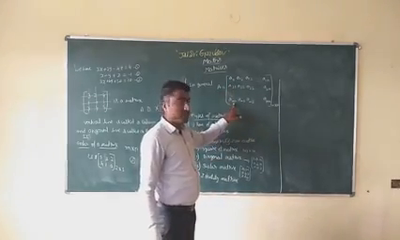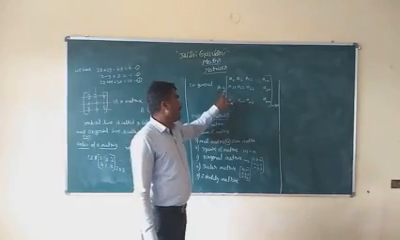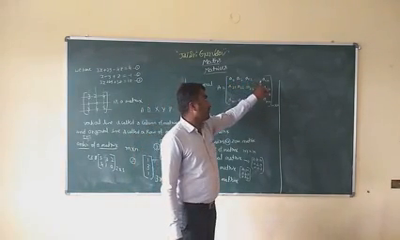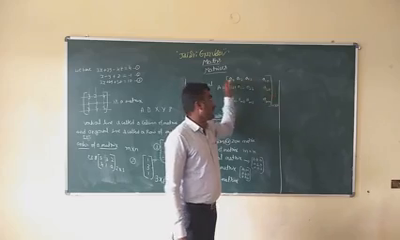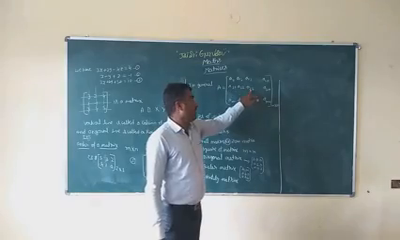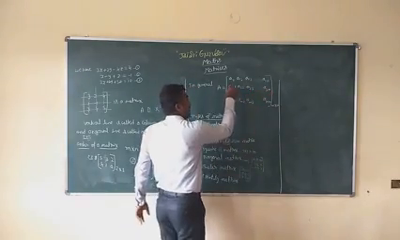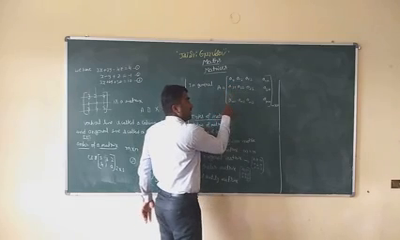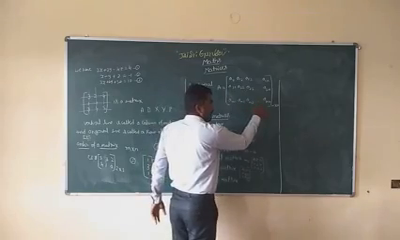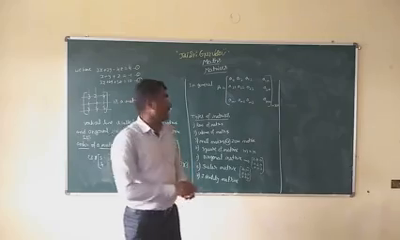In general, we can write matrix A, denoted by A, which is equal to A11, A12, A13, and so on, A1n. This is first row. Second row A21, A22, A23, and so on, A2n. So on. Am1, Am2, Am3, and so on, Amn. So how many rows and columns are there?